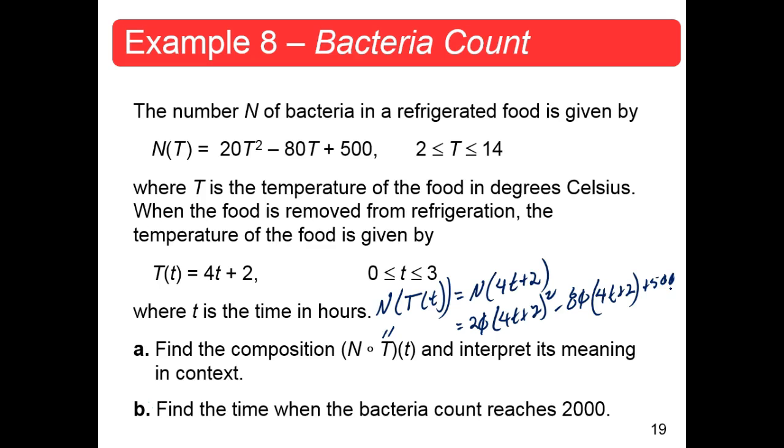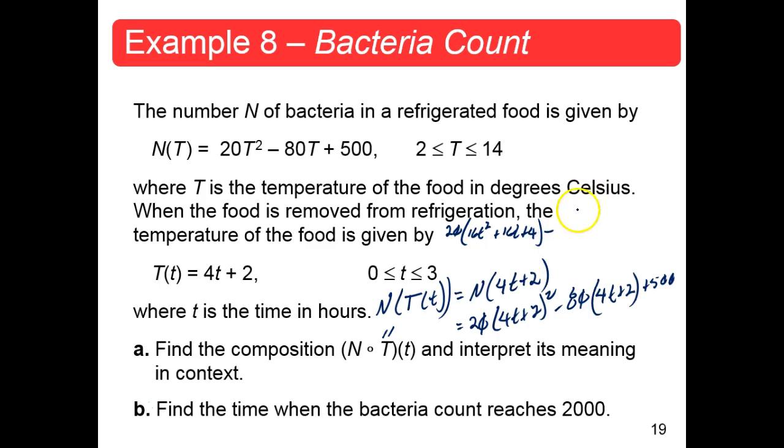All right. That's pretty exciting, doesn't it? All right. So let's do that. Let's jump up to here and do that. That would be 20 times, you have to square 4t plus 2. Can anyone do that? 16t squared, that's right. Plus 16t plus 4.